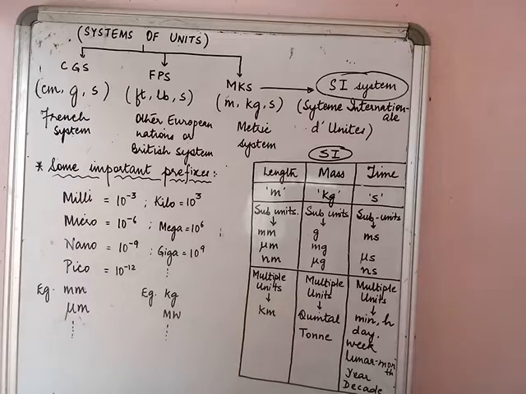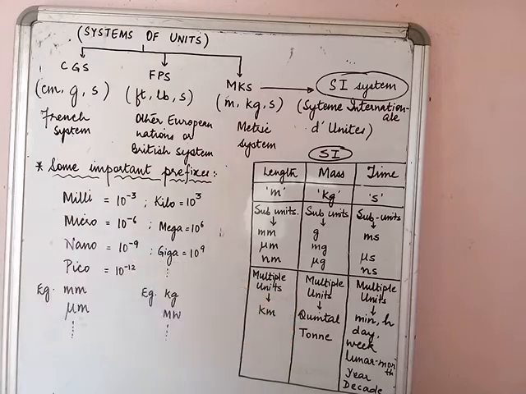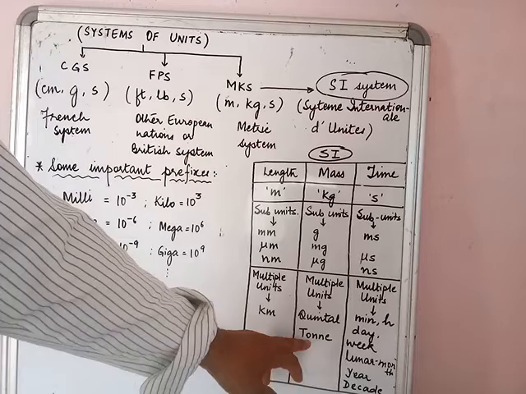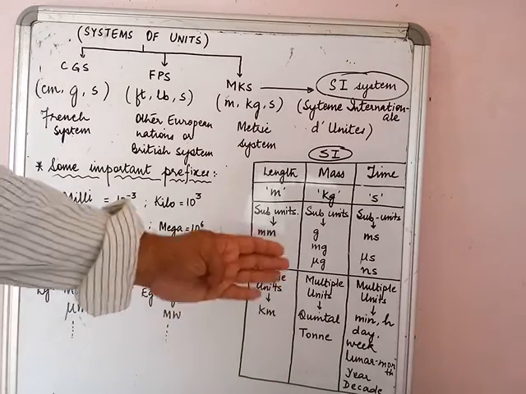If you go into the details in the book, you will find the exact relationship also. 1 quintal is equal to 100 kgs, and similarly the ton, also known as the metric ton. So 1 metric ton is equal to 1000 kgs.